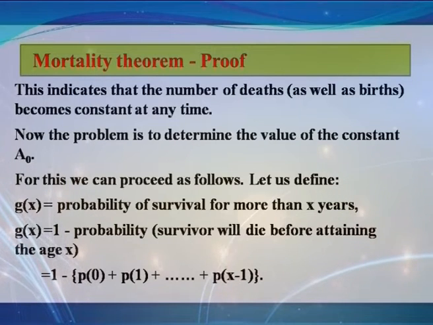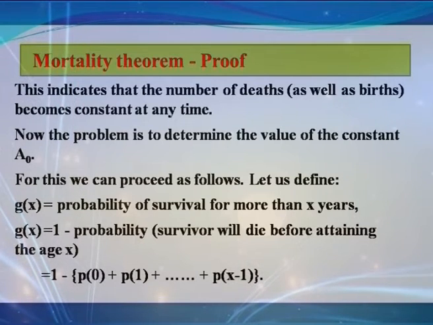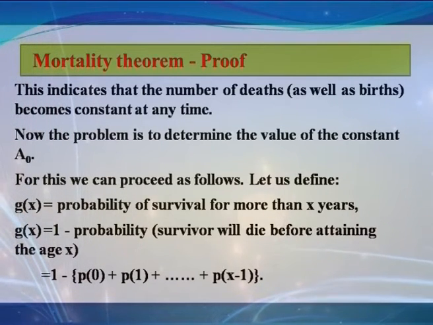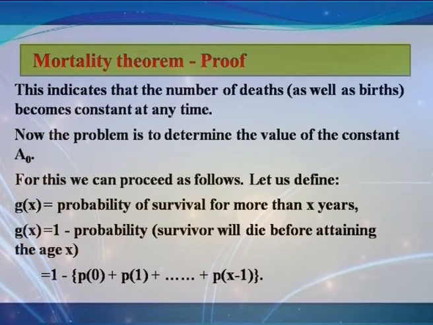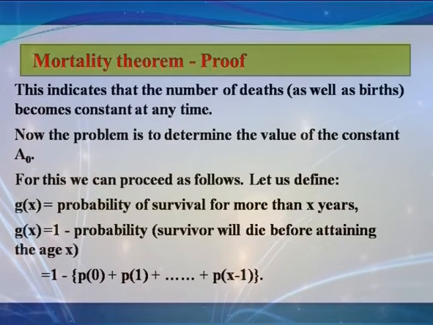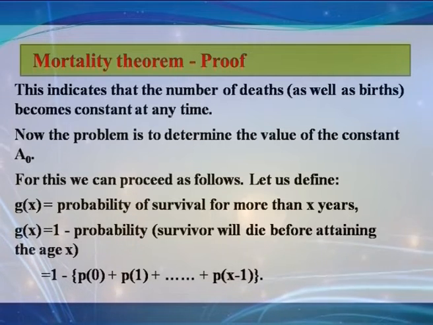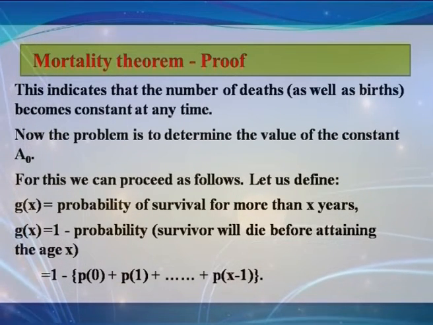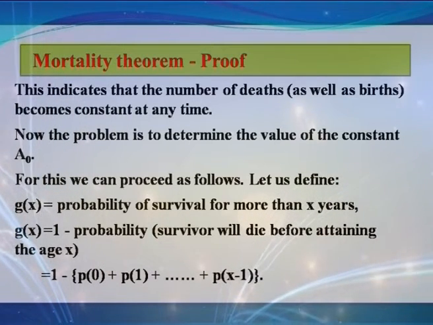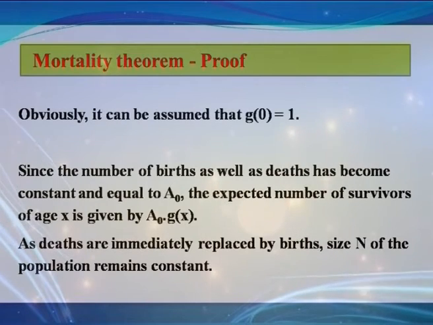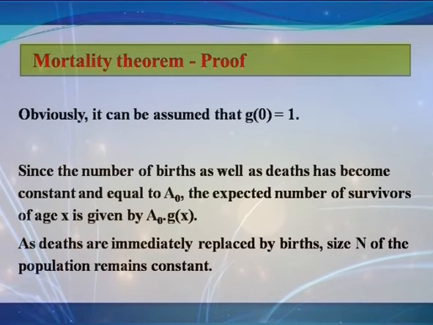Now, the problem is to determine the value of the constant a naught. For this, we can proceed as follows. Let us define g(x) as the probability of survival for more than x years. g(x) is equal to 1 minus the probability that a survivor will die before attaining the age x, which is equal to 1 minus [p(0) plus p(1) plus up to plus p(x-1)]. Obviously, it can be assumed that g(0) is equal to 1.